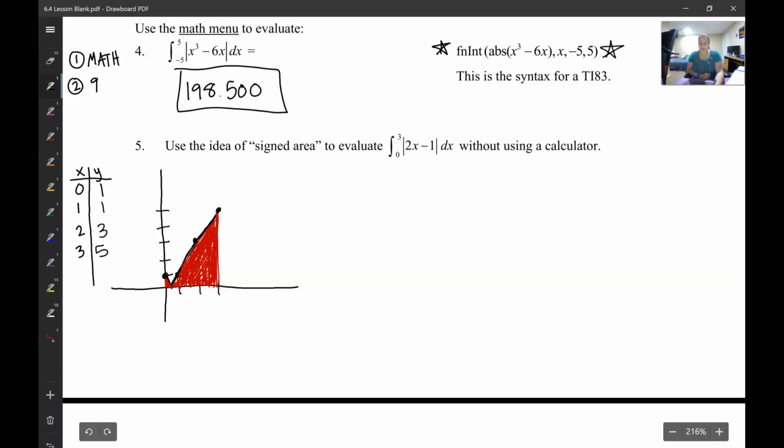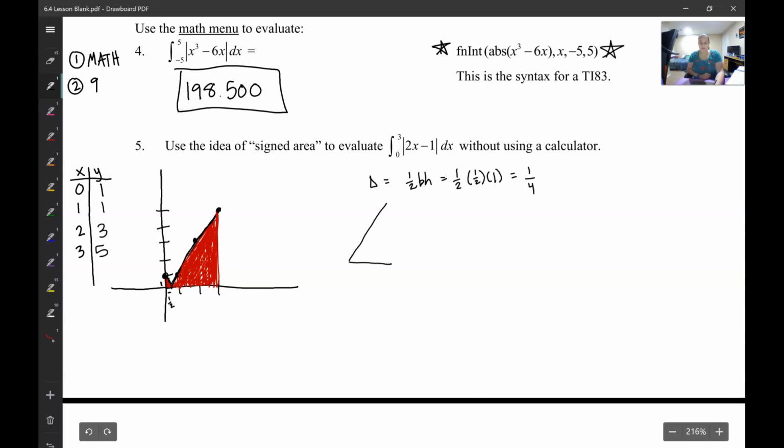So let's do the area of our small triangle first. So 1/2 base times height. So 1/2, this base is 1/2 big, and the height is 1 big. So 1/2 times 1/2 times 1 is 1/4. So that's the area of this first triangle.